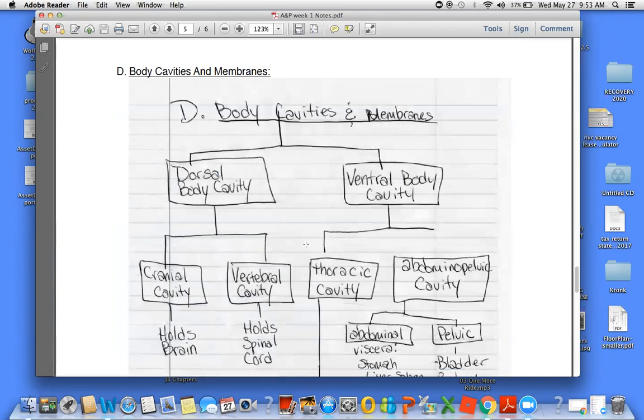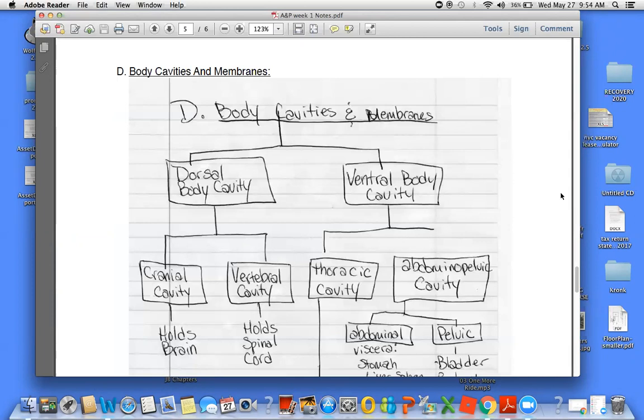Last but not least, the body cavities and their membranes. There are a variety of body cavities, and we can demonstrate. Basically, I'm going to stand here and I'll just kind of show you. Your head and your spinal column are your dorsal body cavity. Everything else in front of you is your ventral body cavity. Your thoracic, which is your chest, and your abdominopelvic cavity underneath your chest are part of the ventral body cavity. Your cranial, or your head, which holds the brain, is your cranial cavity. If it holds your spinal cord, it's your vertebral cavity, okay?